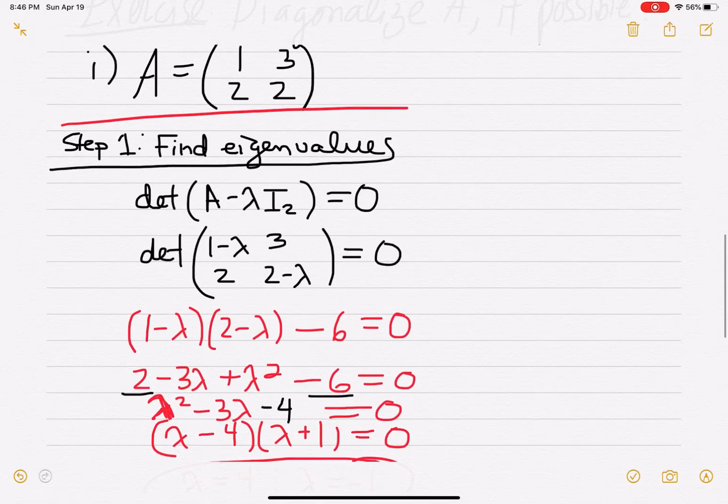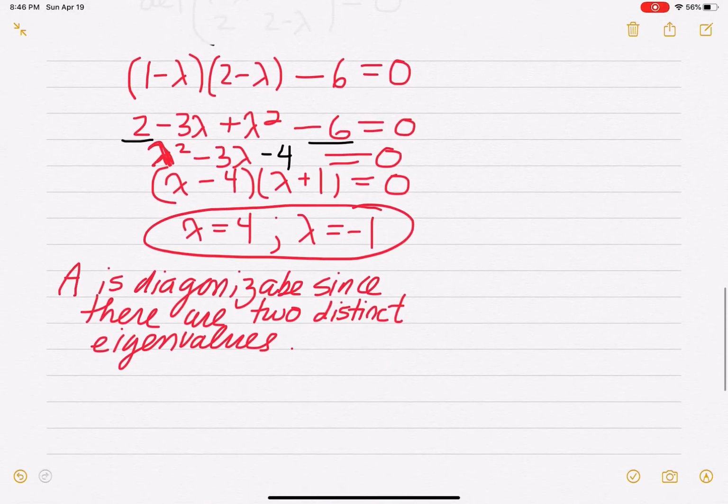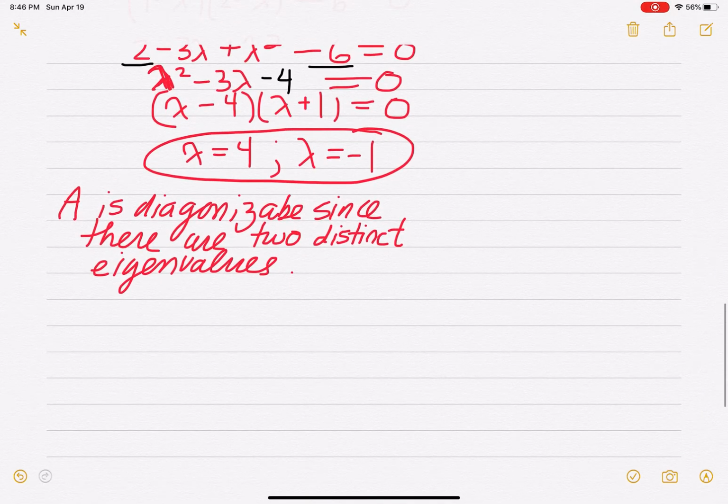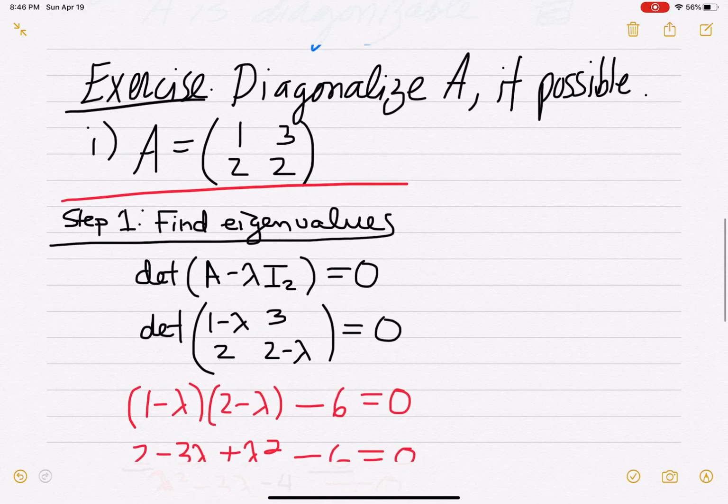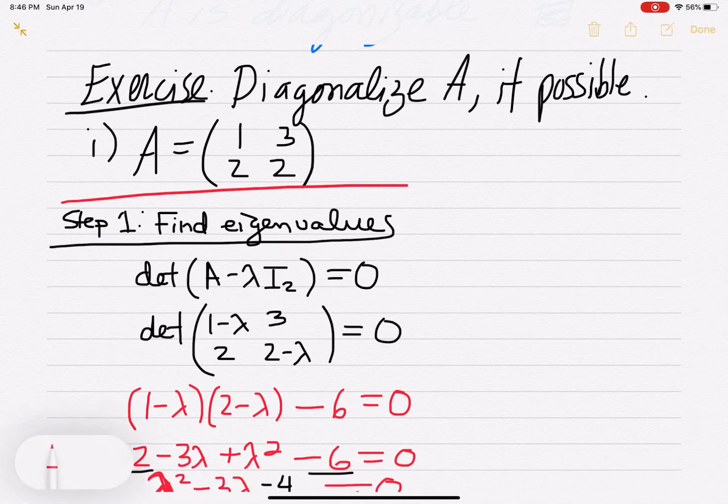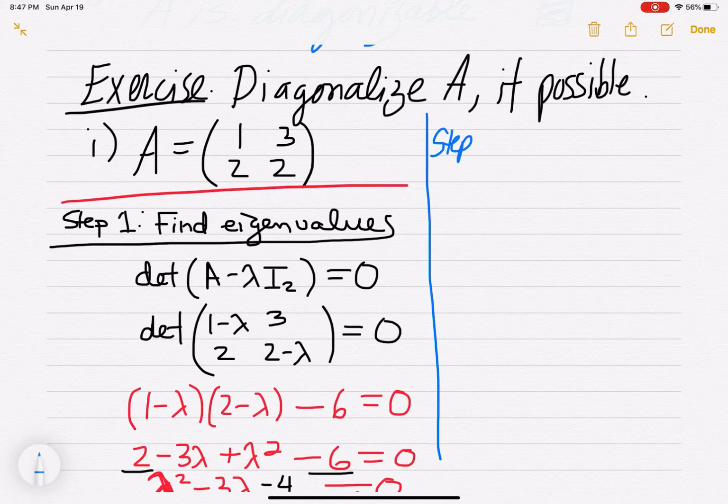To do that, we're going to find bases for our eigenspaces. We're going to have 2 eigenspaces, 1 for each eigenvalue: an eigenspace for 4 and an eigenspace for negative 1. So step 2, find a basis for each eigenspace.